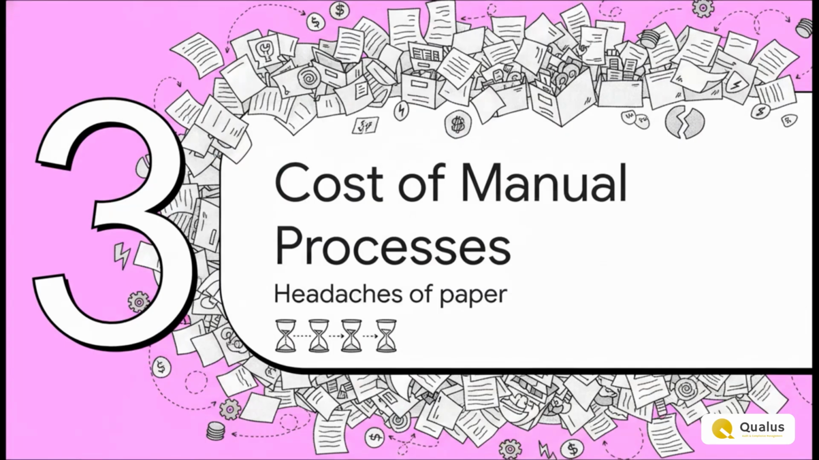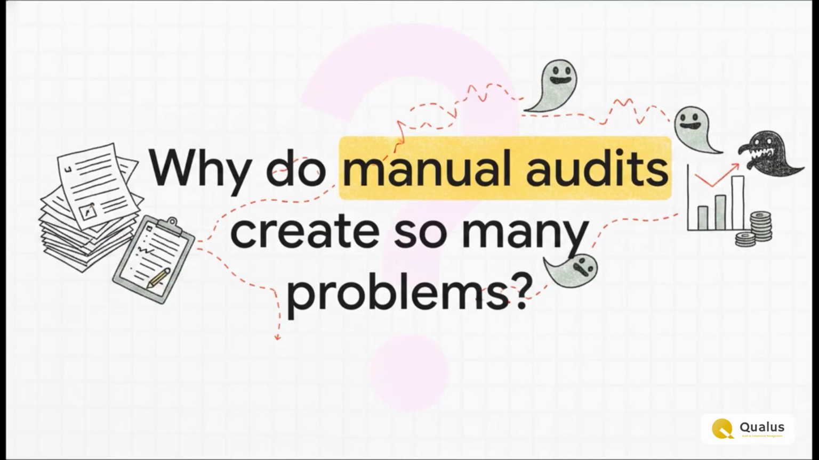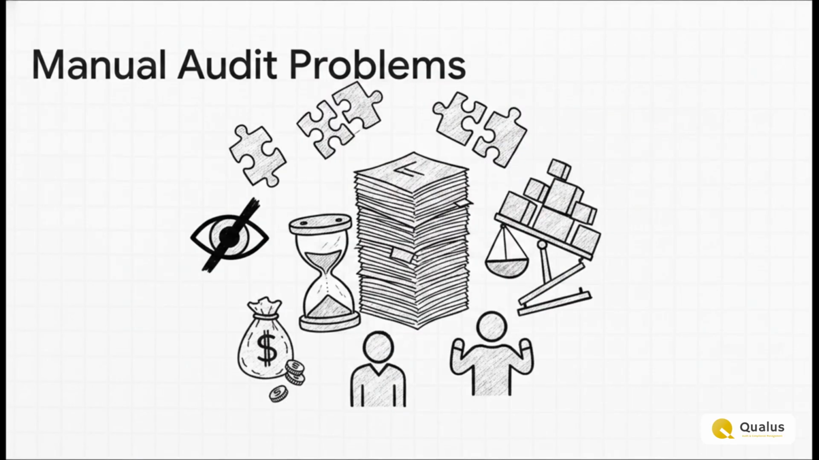That brings us to Section 3, the cost of manual processes and the compounding headaches of paper. Because let's be real, while a single paper audit might not seem like a massive deal, the aggregate effect across a whole organization, it's huge. So ask yourself, looking at your own operations, why do manual audits create so many problems? What are the unseen, creeping costs of that traditional clipboard method that are quietly eating away at your efficiency every single day? Well, the sources highlight these 5 compounding costs.